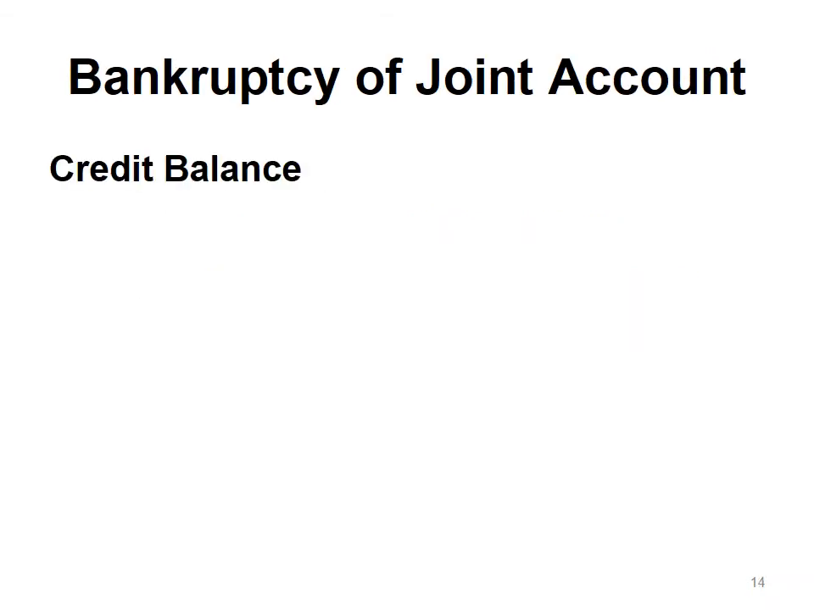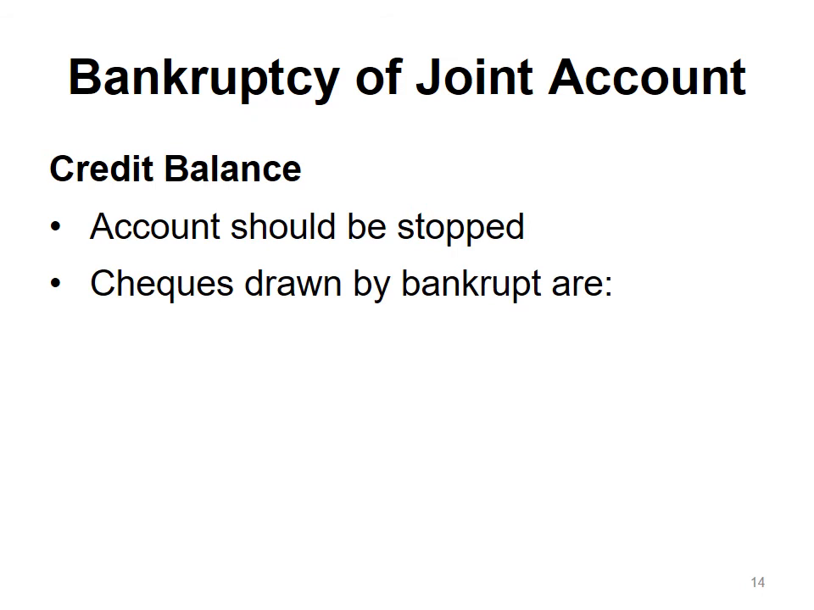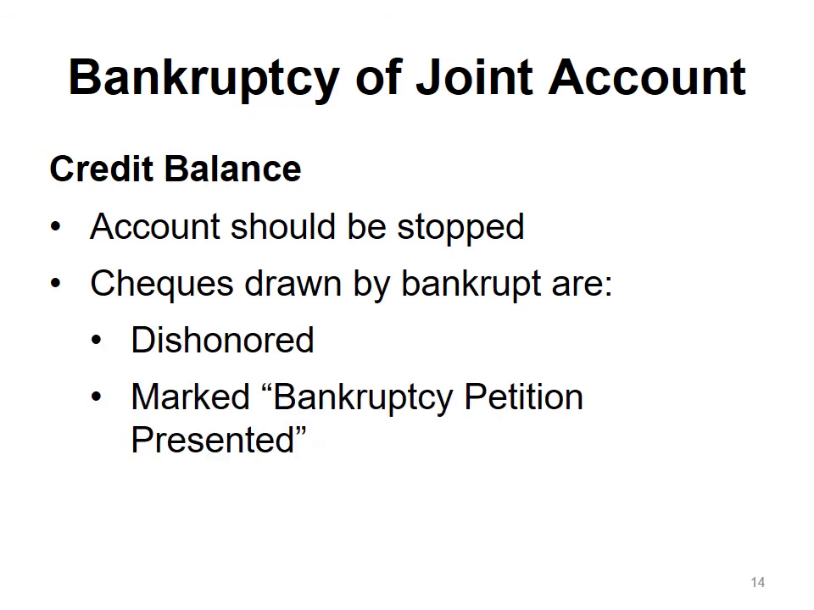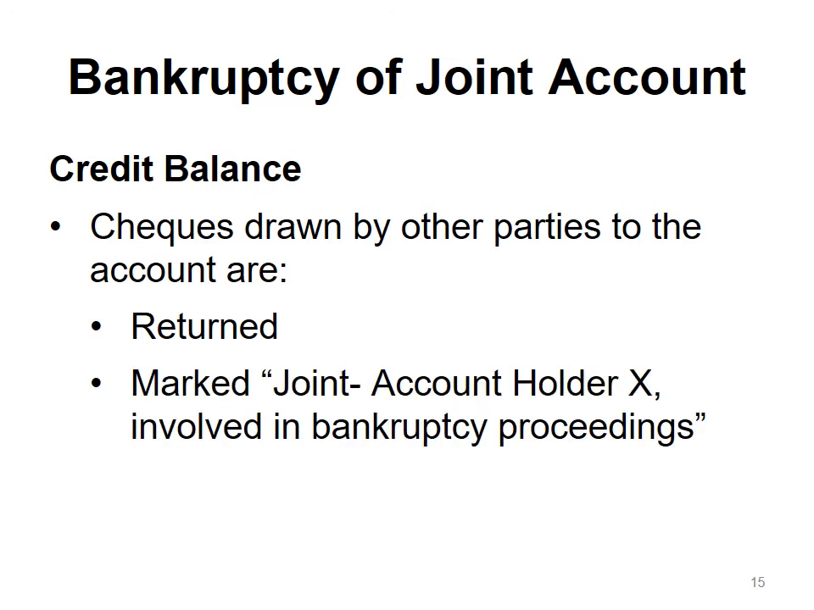Okay, next we look at bankruptcy of a joint account. If there's a credit balance, the account should be stopped immediately. Checks drawn by the bankrupt are dishonored and marked bankruptcy petition presented. Checks drawn by other parties to the account are returned and marked joint account holder X. This basically involves bankruptcy proceedings.